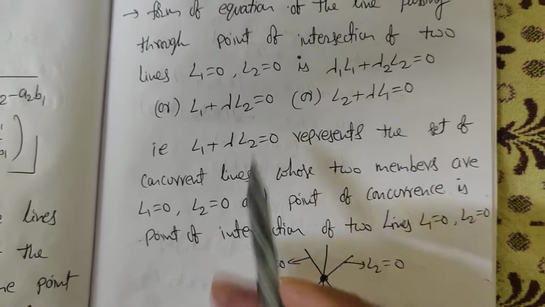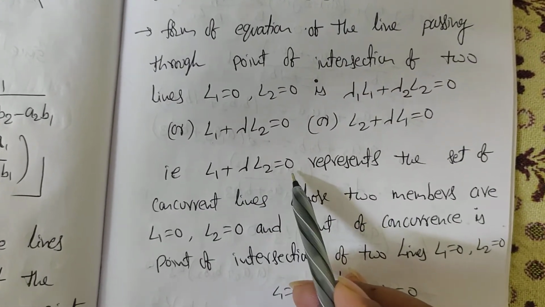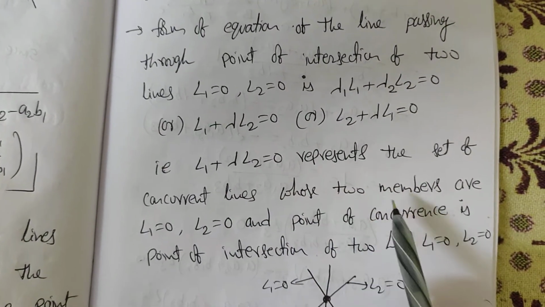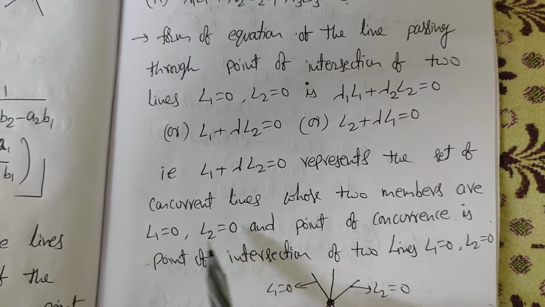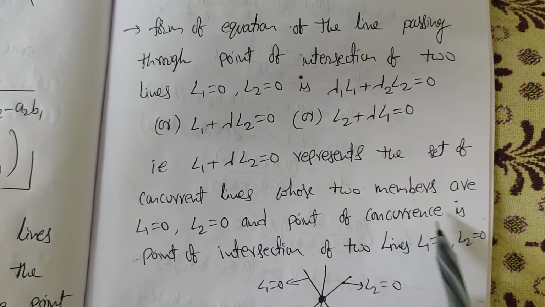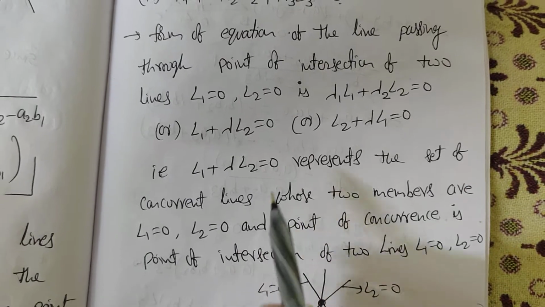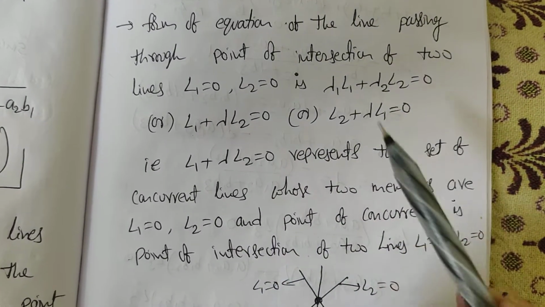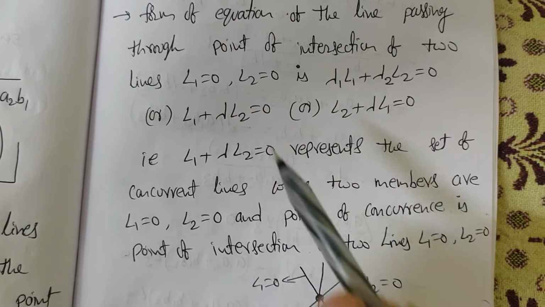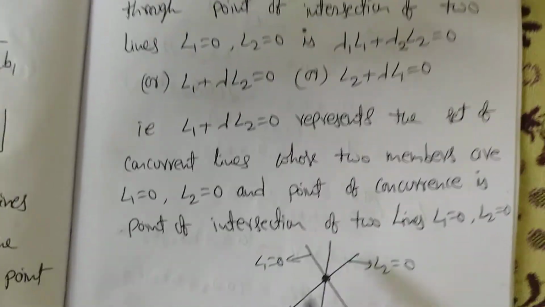Now I am explaining that here. L1 plus lambda L2 is equal to 0 represents the set of concurrent lines whose two members are L1 is equal to 0 and L2 is equal to 0. Just now I explained the same thing. And the point of concurrence is the point of intersection of these two lines. Very clearly we can say, the point of concurrence of these three lines is nothing but the point of intersection of L1 is equal to 0 and L2 is equal to 0 only. Very clear observation.